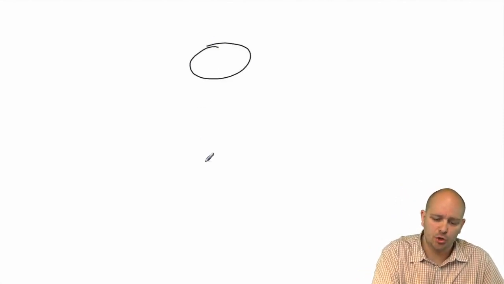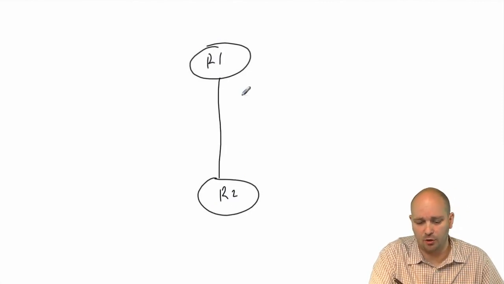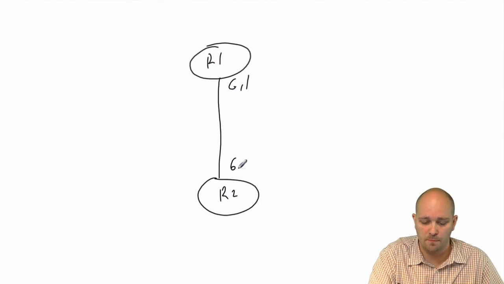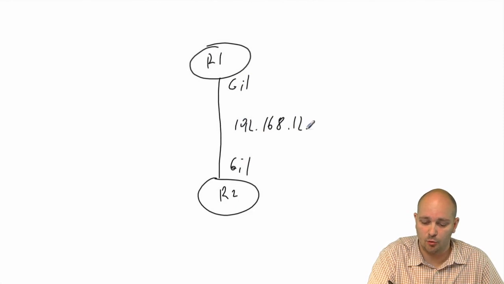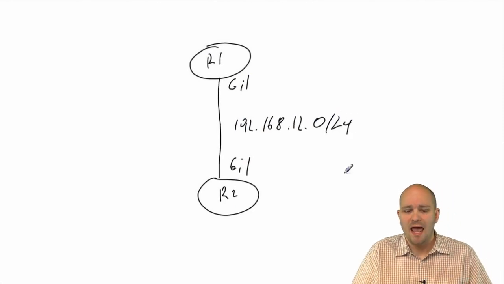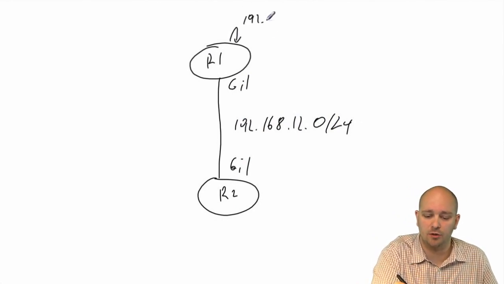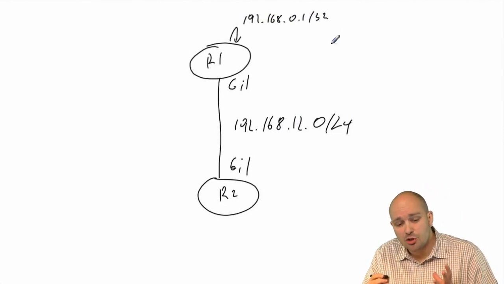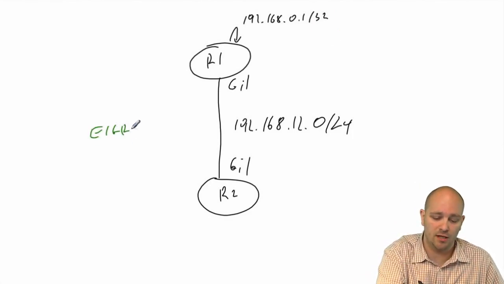Let's now take a look at this process in some more detail. Let's say that I had two routers, R1 and R2, that are interconnected on their Gigabit interface 1, and that the network between them was 192.168.12.0/24. And let's say that on R1, we had a loopback interface 192.168.0.1/32.